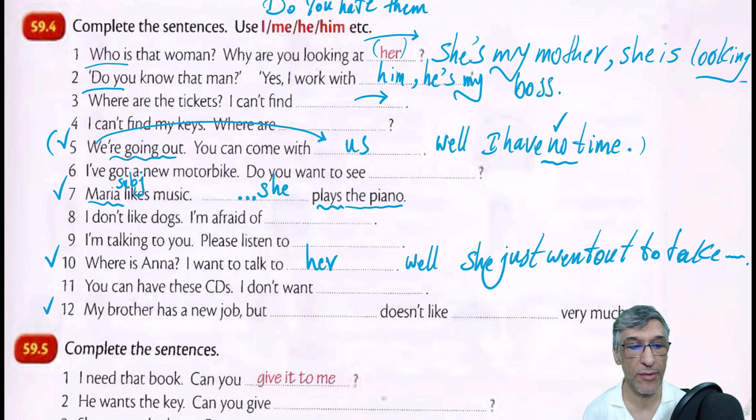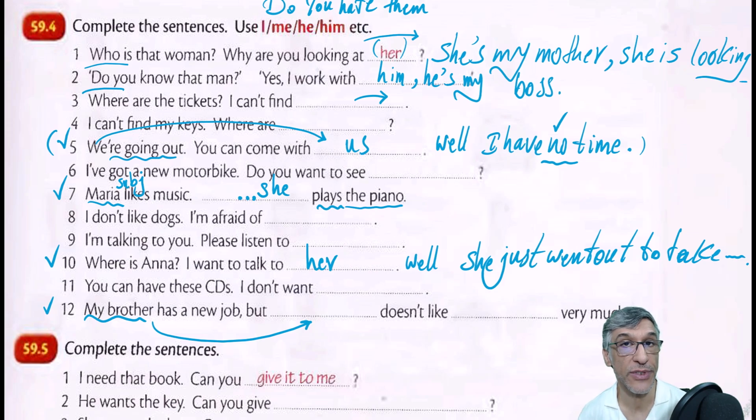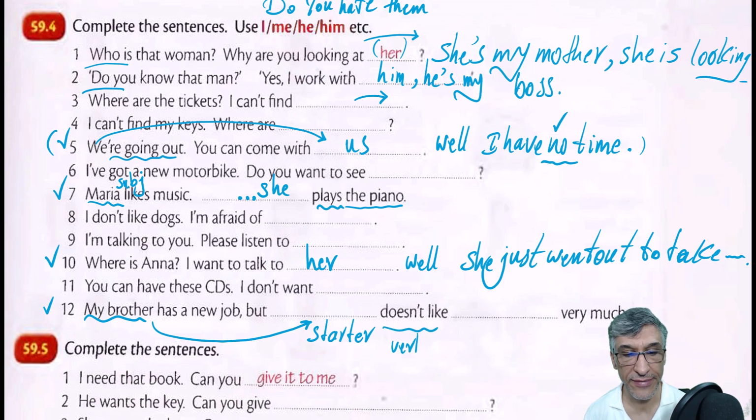My brother has a new job, but I'm going to talk about, this is very important, a subject again. My brother is going to turn into a subject. Why? How should I understand this? What are the signs? Of course, this is the starter of the sentence. Why? Because we have the verb part here. And we have another thing here. Look at this one. But he doesn't like the job.